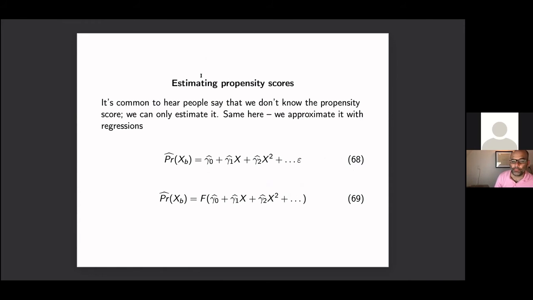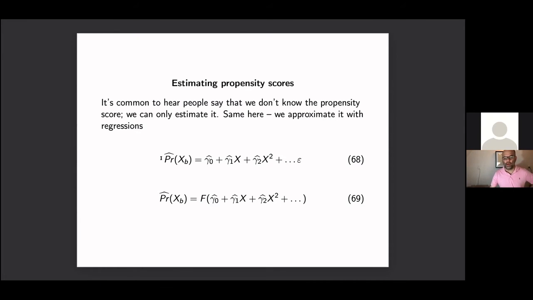So it's common to hear people say we don't know the propensity score. We can only estimate it. So you don't actually know the true propensity score, and that means you don't fully know the treatment assignment. You might not know the covariates that you need to be controlling for. Same here. We're going to approximate it.